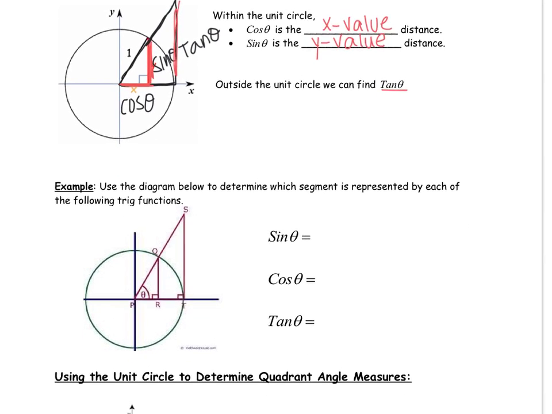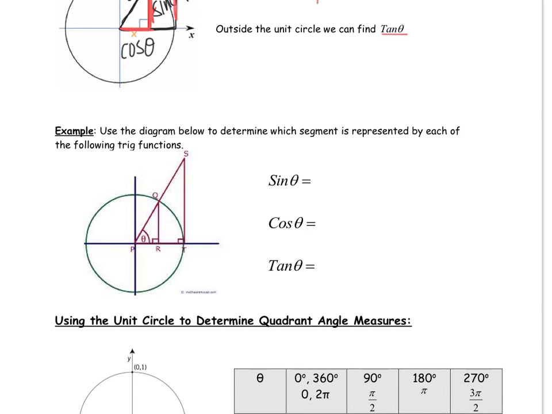So an example would be to use this diagram below to tell me the values of sine, cosine, and tangent. So let's label it first. We said the x value distance was cos, the vertical distance was sine, and the outside distance was tangent. So if I want to label it, the cosine is PR, the sine is QR, and the tangent is ST. And that's it. Okay, that tells me what sine, cosine, and tangent is.